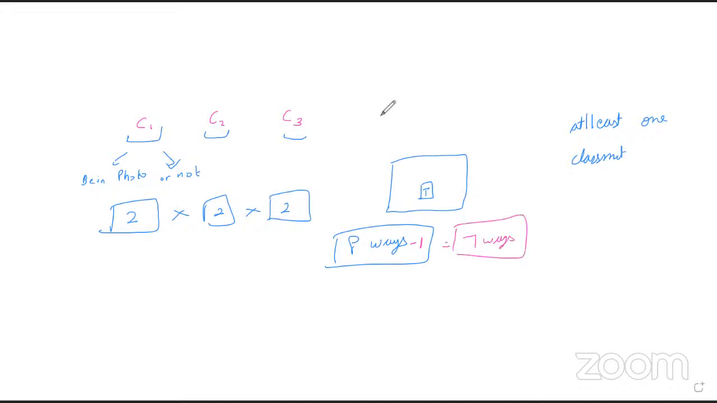So if I consider 9 students, the answer will be 500. Right? For 9 students it would be 2 times 2 times 2, for the 9 times you will multiply by 2, right?